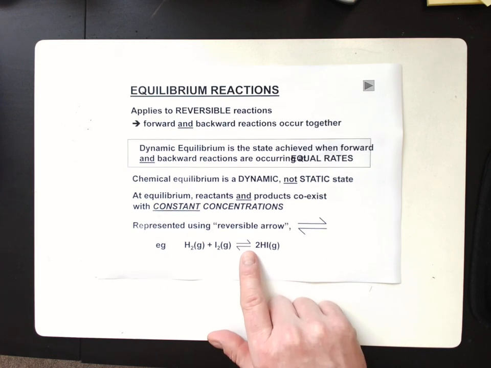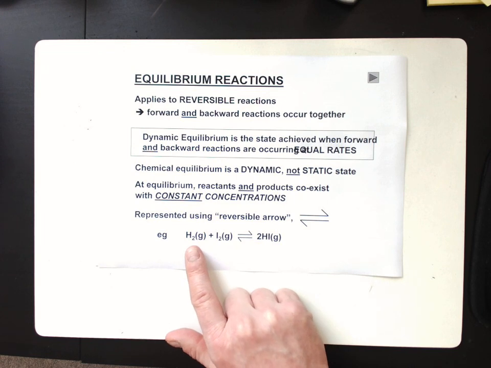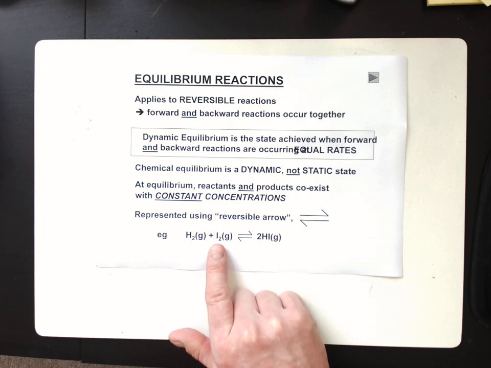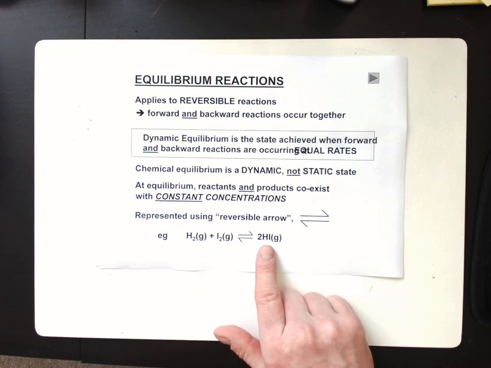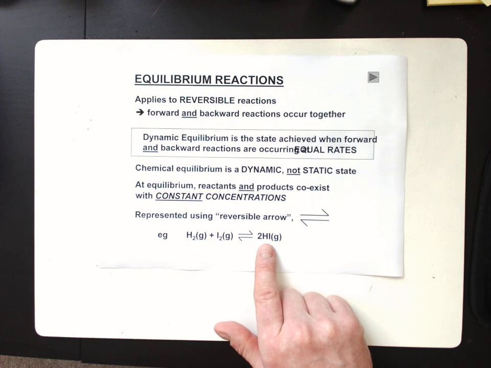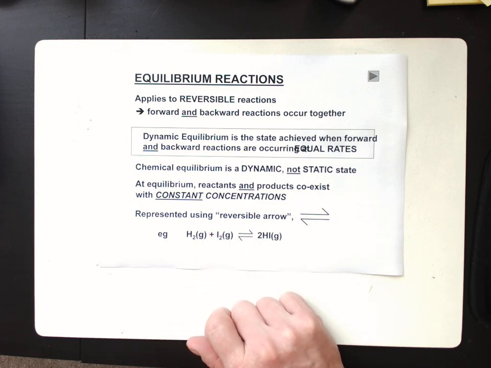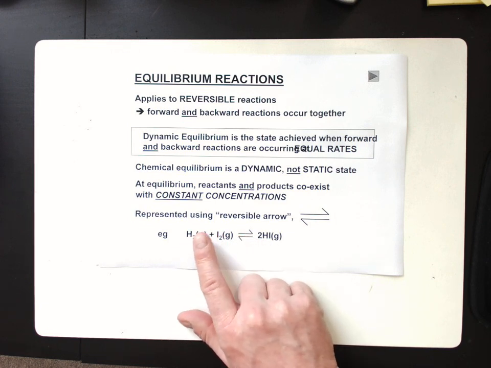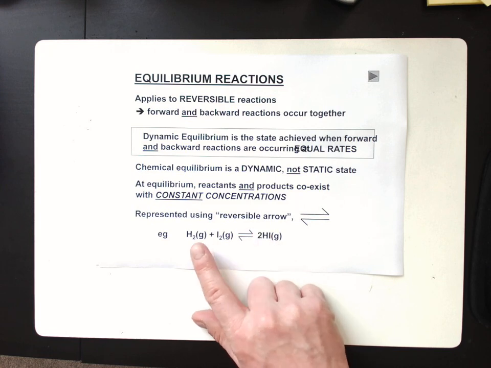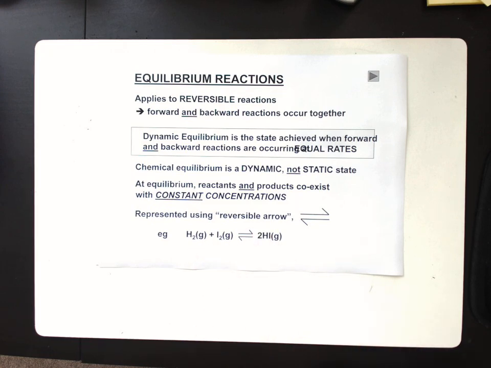So if we take a look at our example at the bottom, that means that hydrogen is constantly reacting with iodine, but hydrogen iodide can collide with another hydrogen iodide molecule, and that reaction can turn them back into iodine and hydrogen. So that's equilibrium, where that and that goes to that, and the hydrogen iodide in turn goes back to the reactants.